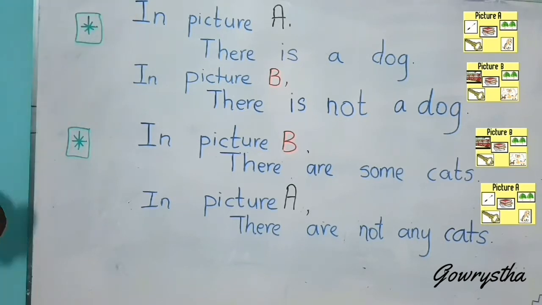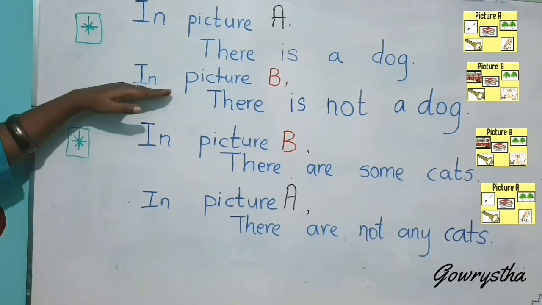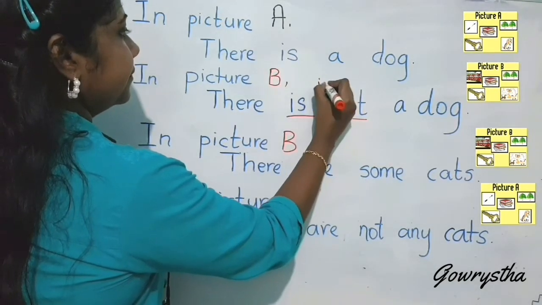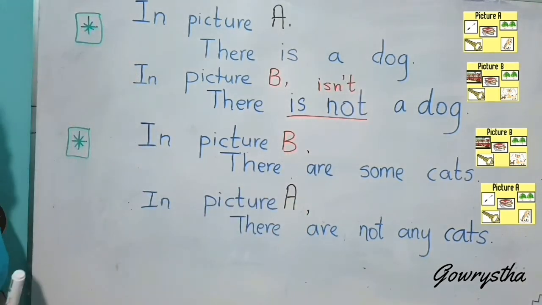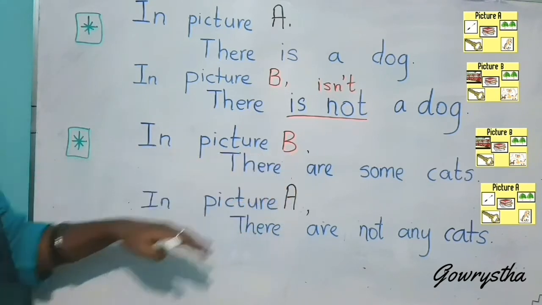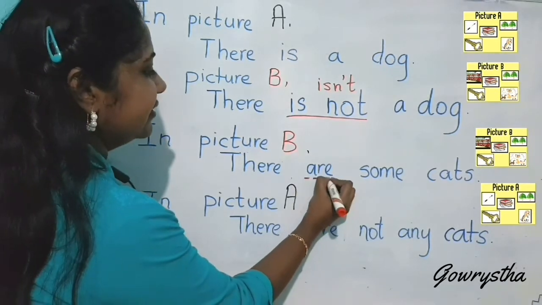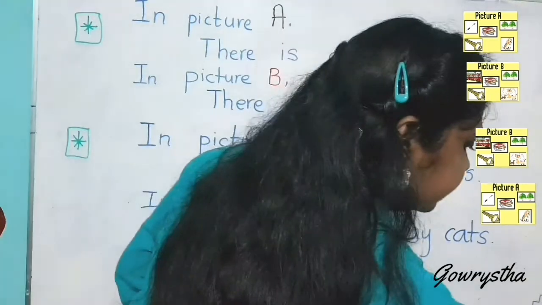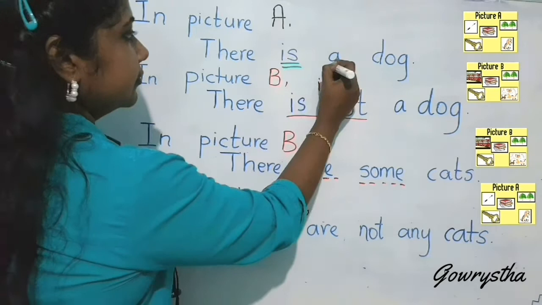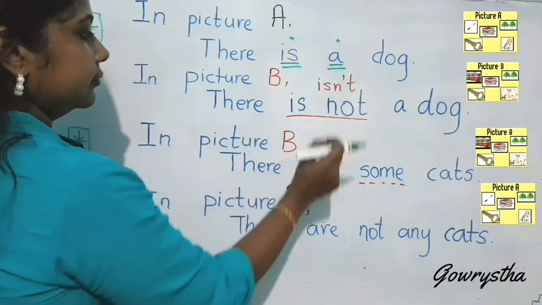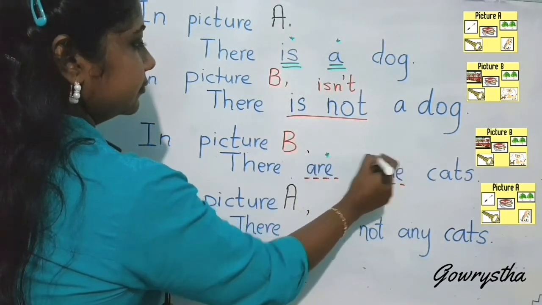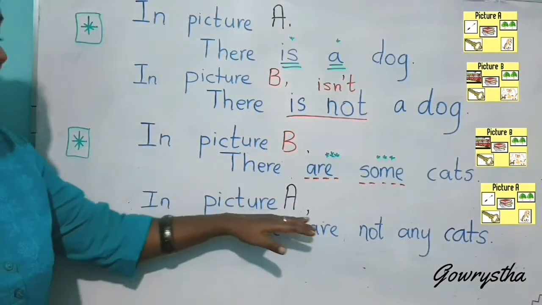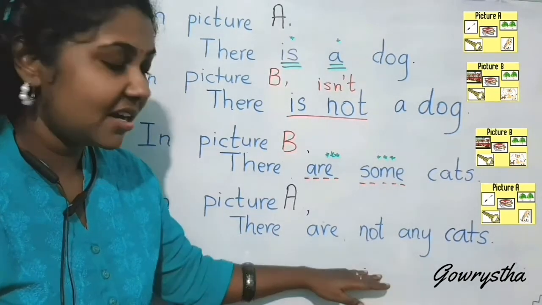In picture A, there's a dog. In picture B, there isn't a dog. In picture B, there are some cats. In picture A, there aren't any cats.